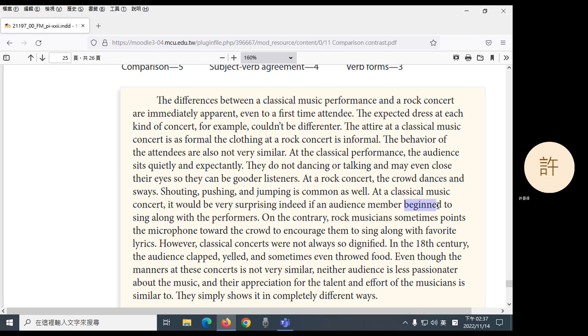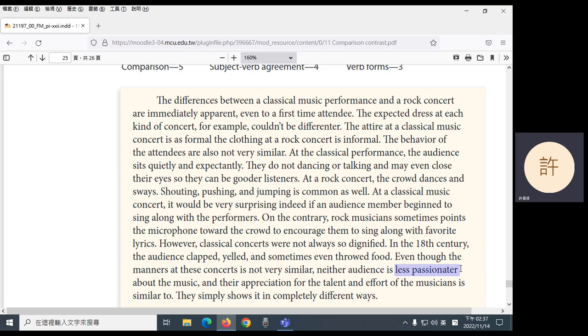Next one is here. Begin is not a word. This should be began, B-E-G-A-N. 过去式. The next one here, rock musicians is plural. So this should be point, no S. The next mistake is here. Throwed is not a word. The past tense of throw is threw, T-H-R-E-W.